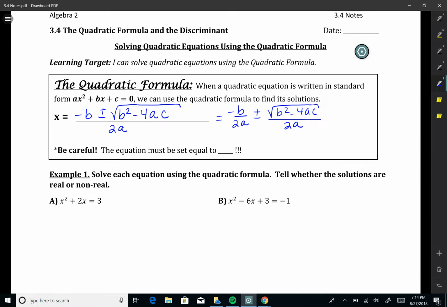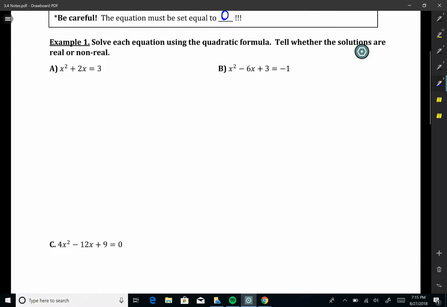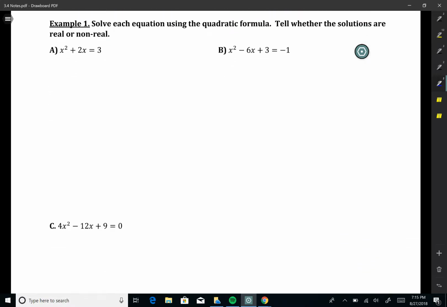Now, I just have a little note here. Be careful because the equation must be set equal to 0, just like when we're factoring. So usually we use the quadratic formula when we cannot factor.